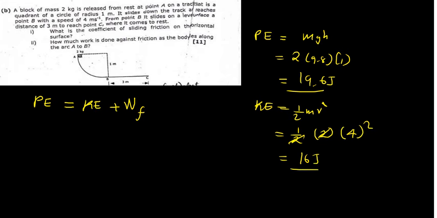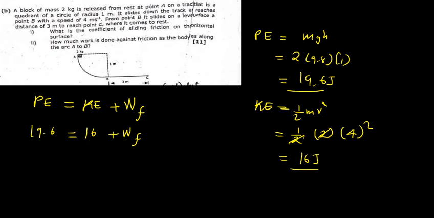Where has the other energy gone? The difference between the energy on top and the energy down, where has it gone? That energy was used in overcoming friction. So that is why we can see there is a reduction in energy. And to find the work done by friction, we put potential energy 19.6, and that will be equal to kinetic energy, which is 16, plus work done.